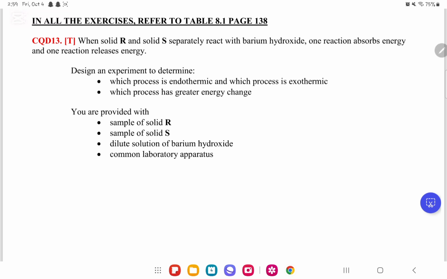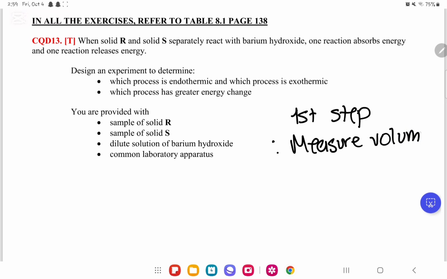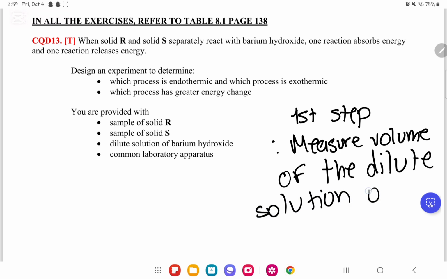So again, you can have it in any other way you want to do the experiment. Any way you know to do this experiment, you can put it as long as it's correct. But the way that is written, that we are supposed to know and that I use, is that first step, measure volume of the dilute solution of barium hydroxide.